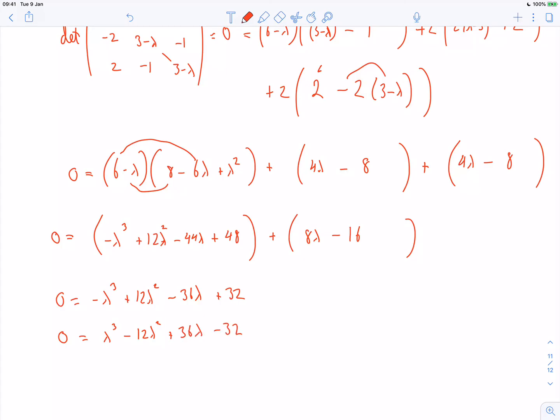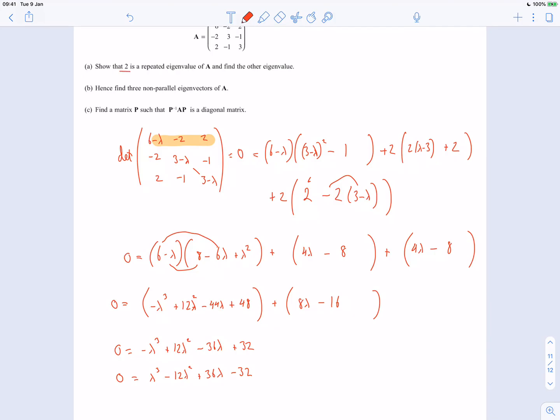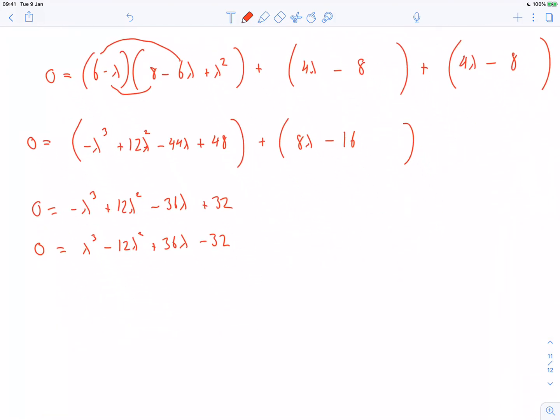And now I just want to prove that 2 is a repeated eigenvalue. So for 2 to be a repeated eigenvalue, I need lambda minus 2 to be a factor. Well, is it? I can do algebraic long division on this, which will help. So I have lambda cubed minus 12 lambda squared plus 36 lambda minus 32.